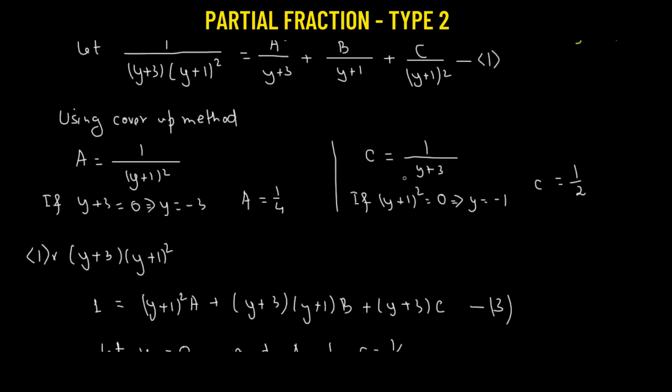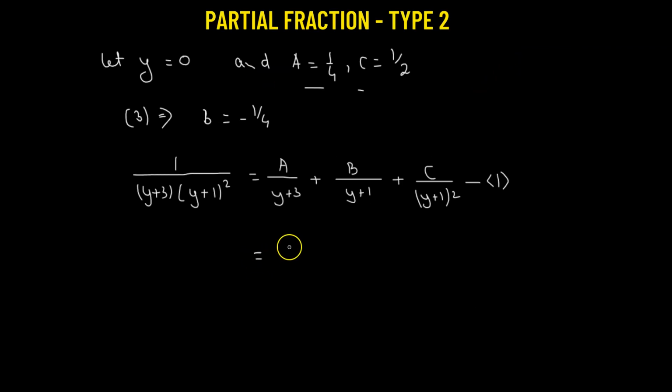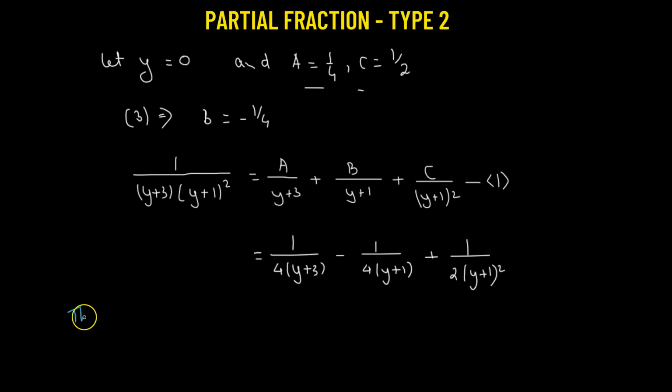So we can substitute back in equation number 1, and this is going to give us the final result. Let's do that. Our A value is 1 over 4 times y plus 3. The B value is negative 1 over 4, so we have negative 1 over 4 times y plus 1. And the C value is a half, so we have positive 1 over 2 times y plus 1 whole squared. Thus we get the final value.